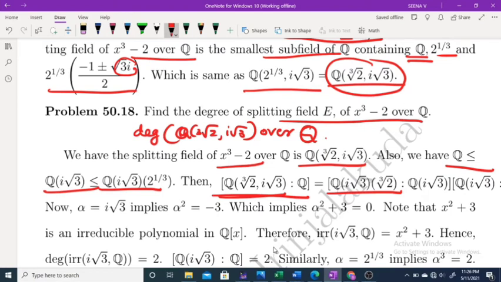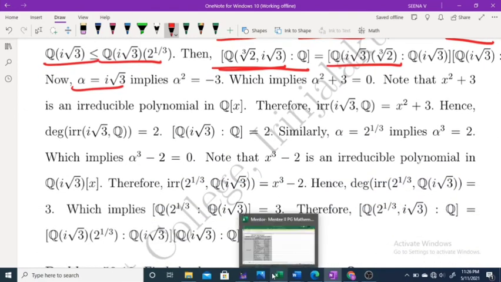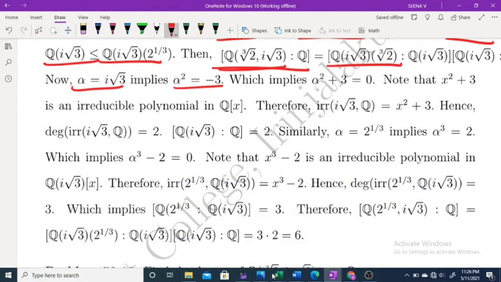Now alpha equal to i root 3 implies alpha square equal to minus 3, so alpha square plus 3 equal to 0. Note that x square plus 3 is an irreducible polynomial in Q of x. Therefore the irreducible polynomial of i root 3 over Q is x square plus 3. Hence the degree is 2, so the degree of Q of i root 3 over Q equals 2.